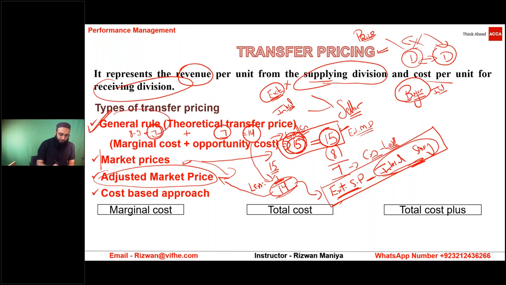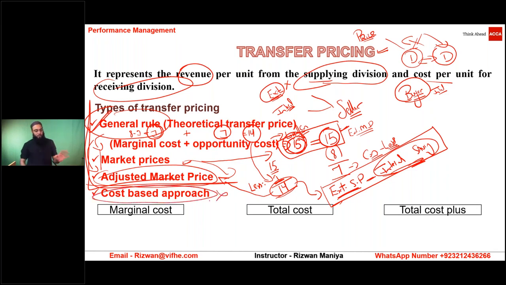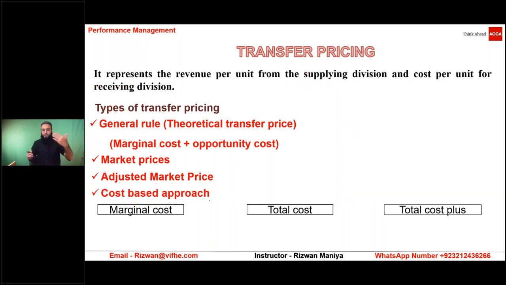Now, so the general rule is basically a market price, or an adjusted market price if there is any saving. The general rule brings you back to the market price, or it brings you back to the adjusted market price if there is a saving. Agreed? Covered all these things. Just leave this right now. Cost base, transfer price. Okay? So I've covered the main types, that the general rule brings you back to the market price or the adjusted market price if there is a saving.